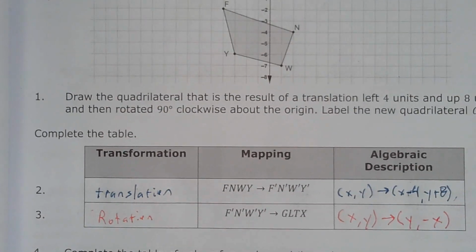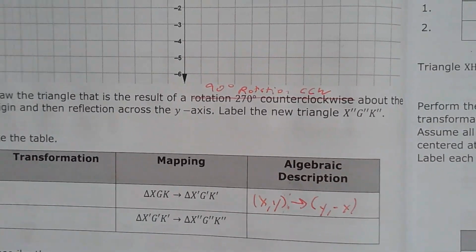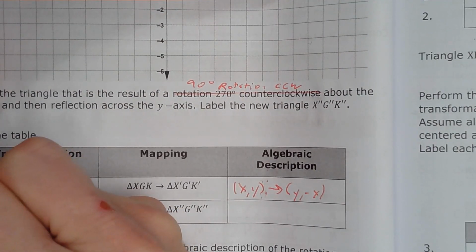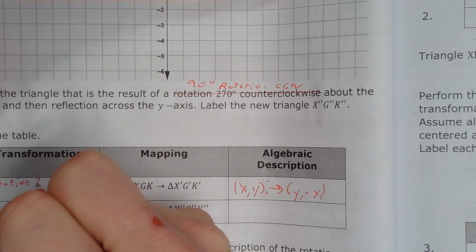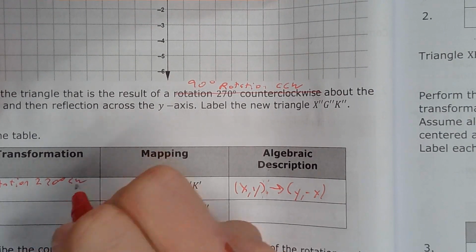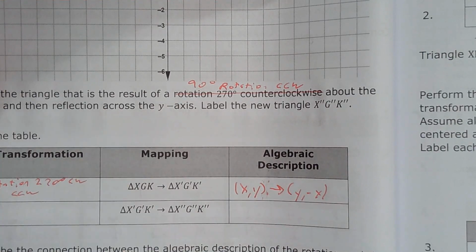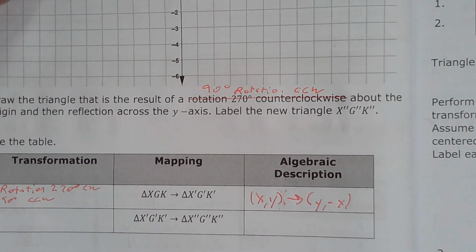I think that was the same thing as we did last time, just a rotation counterclockwise. We can write that in there too. Rotation 270 degrees clockwise or 90 degrees counterclockwise. It's the same equation.